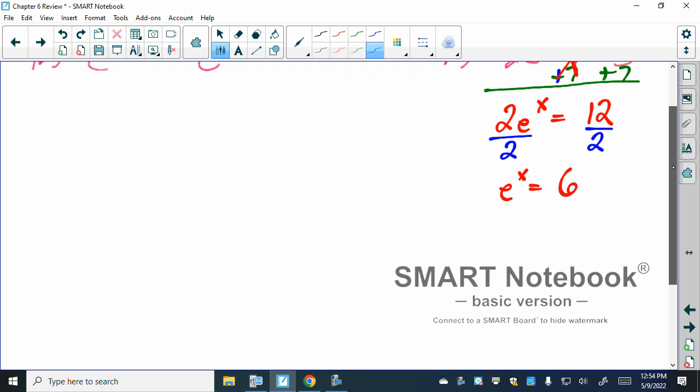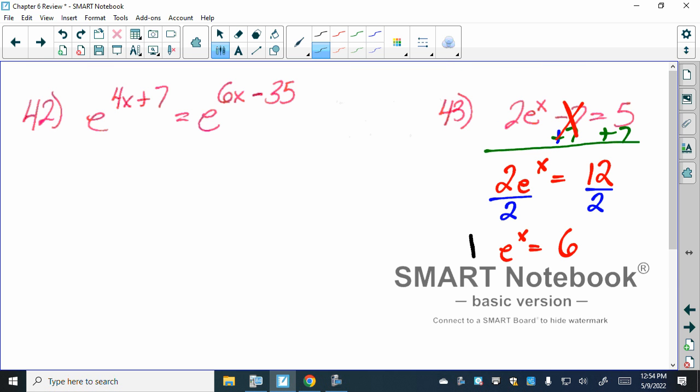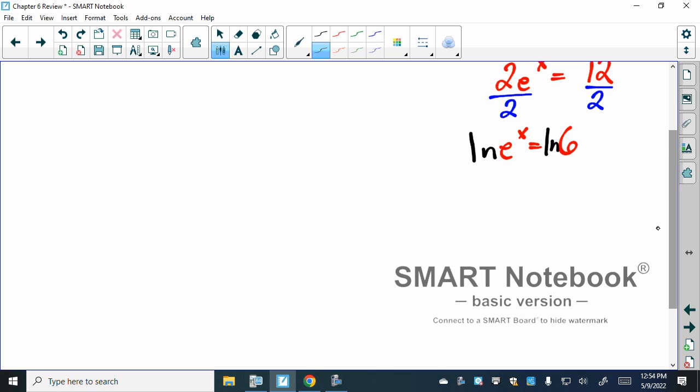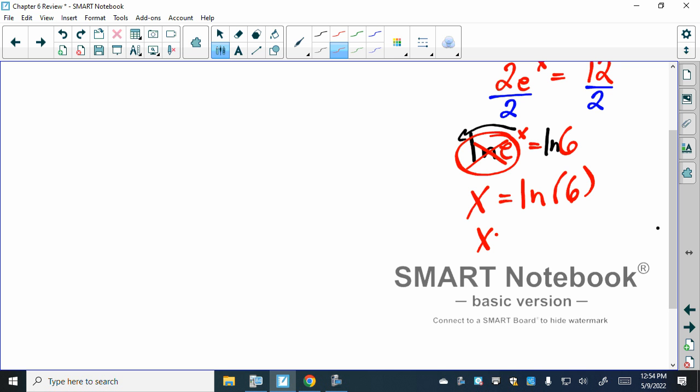So the next thing we can do is apply the natural log to both sides. And ln of e to the x, well, the x can move up front, x. And the natural log of e is 1, so it's gone. Telling us x is equal to the natural log of 6.